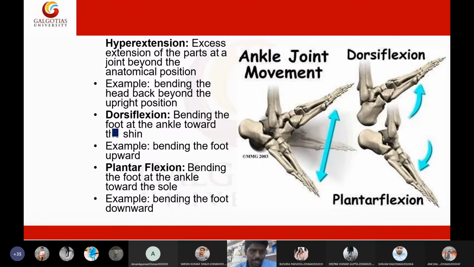Then we have two more, which are dorsiflexion and plantar flexion. Dorsiflexion means bending the foot at the right angle towards the chin, bending the foot upward. Bending the foot upward is called dorsiflexion, whereas bending the foot downwards is called plantar flexion. So upwards is dorsiflexion, whereas downwards is plantar flexion.